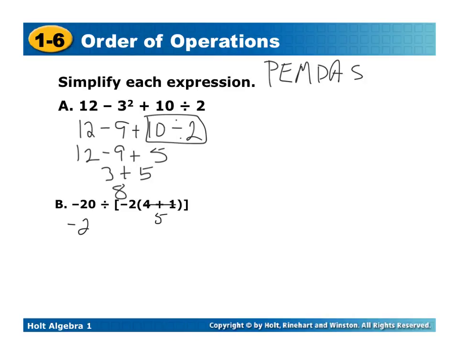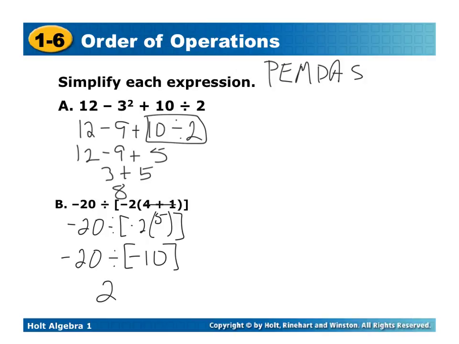So now I have negative 20 divided by negative 2 times 5. Keep working inside the parentheses. We have negative 20 divided by negative 2 times 5 is going to be negative 10. Now, negative 20 divided by negative 10 is simply going to be positive 2.